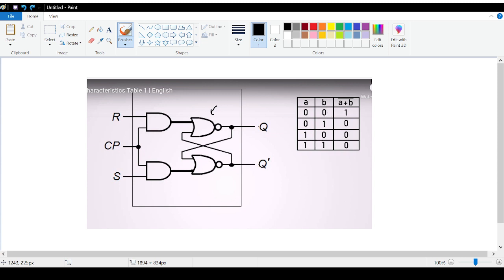Okay, so we will need this. So for the flip-flop to work, I will pass 1 through clock pulse. Okay, now let's do the next part. So let's pass 1 through R and 0 through S.